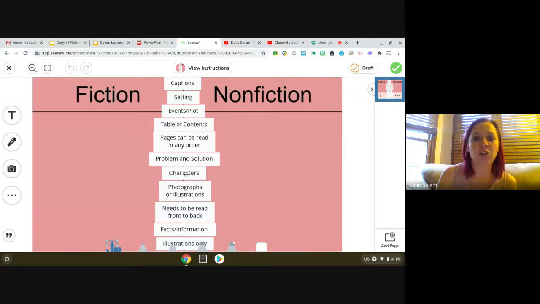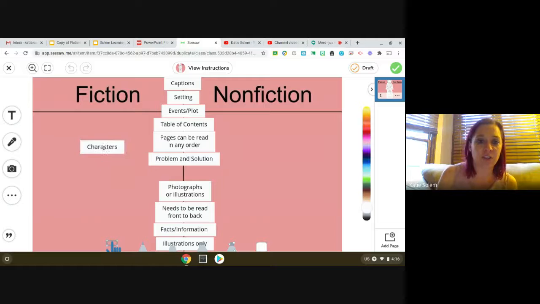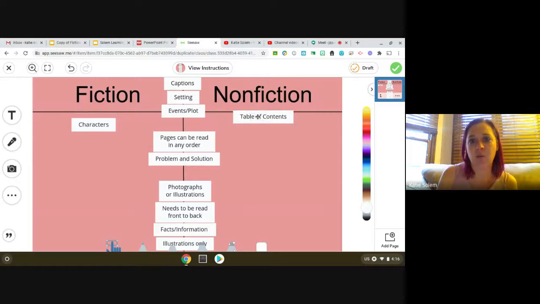So where would you find characters? Characters would be in fiction, so you would drag that over there. Where would you find a table of contents? That would be over in nonfiction. So you're going to go through these things and decide, would I find that in fiction or nonfiction? And when you're done, you would press the green check mark to turn it in.